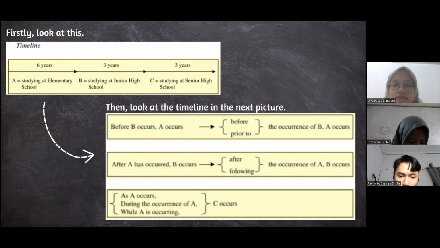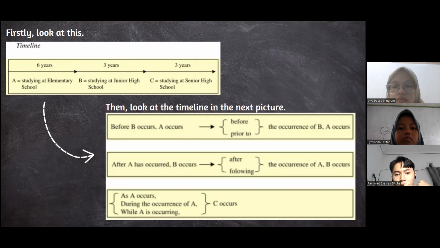Before B occurs, A occurs. Jadi sebelum B terjadi, A terjadi lebih terdahulu. So before B occurs, A occurs first. For example, on the first picture, before studying at junior high school, you have to study at the elementary school first.